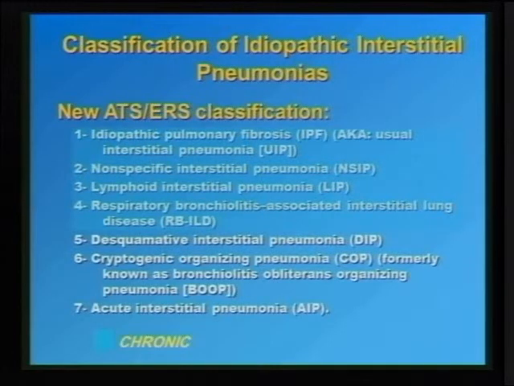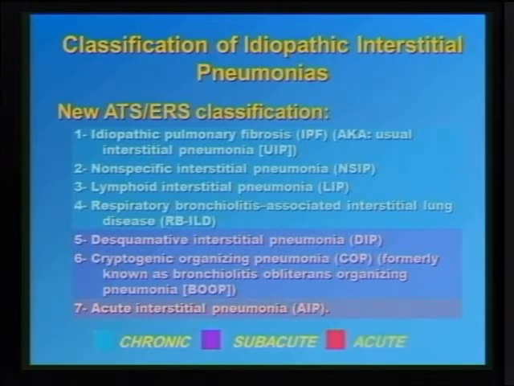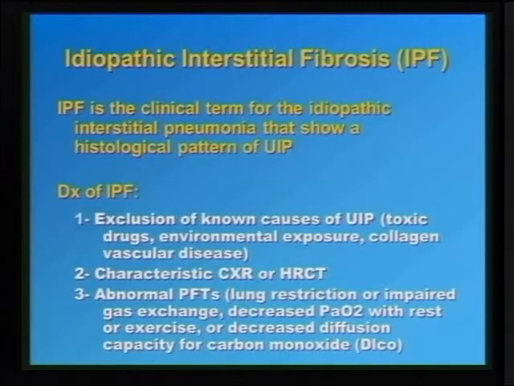We need to recognize that the first 4 are chronic diseases or chronic conditions. The subacute conditions are DIP and COP, and the acute condition is the last one, acute interstitial pneumonia. I don't know how much time I have. I think I have to go very quickly because this has more to do with some of the clinical findings and some of the pathology findings.